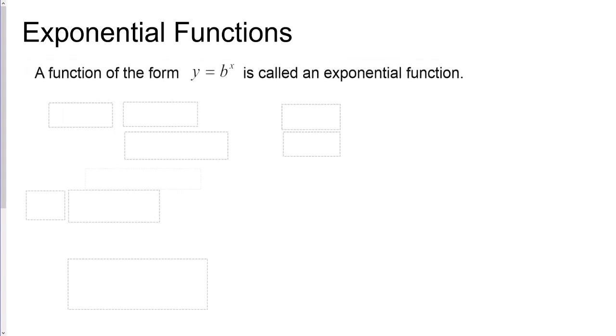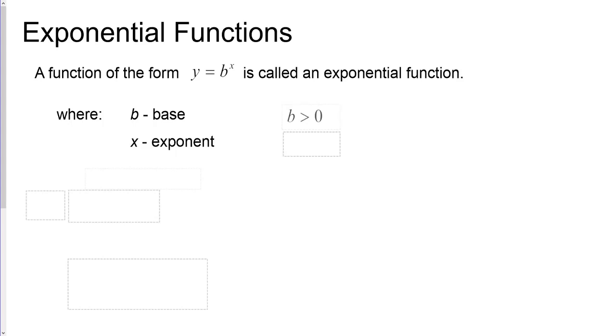In this lesson, we're going to learn all about exponential functions. An exponential function is a function of the form y equals b to the x, where b is referred to as the base of the exponential function, and x is called the exponent. b is restricted to be only positive numbers, so you can't have a negative base on your exponential function. And also, b is not allowed to be equal to 1.